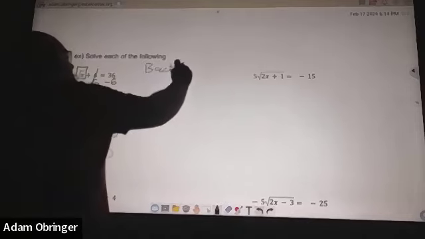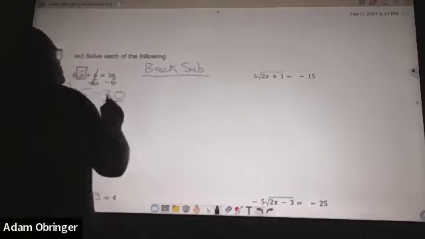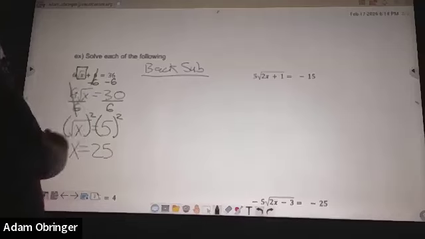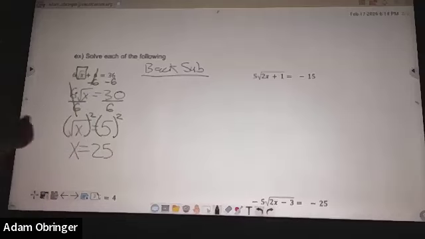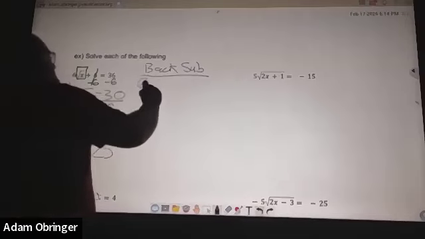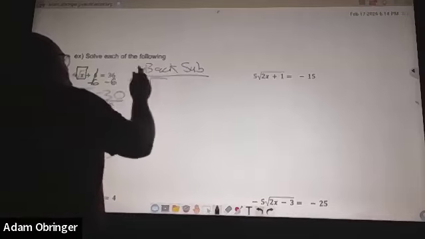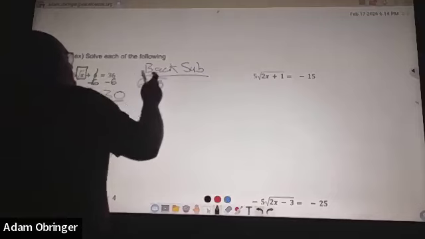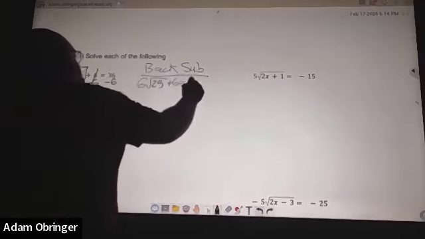Our back sub, you are going to rewrite this equation, but instead of writing the x, you're going to write 25 because now we know what x is. 6 square root of 25 plus 6 equals 36.